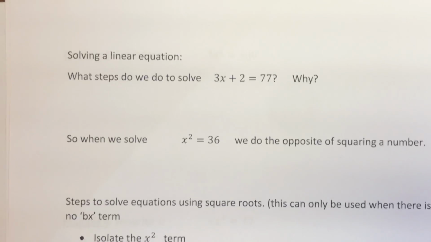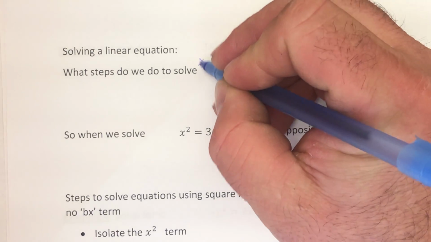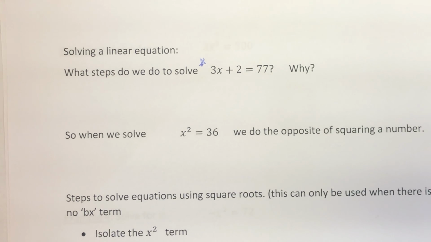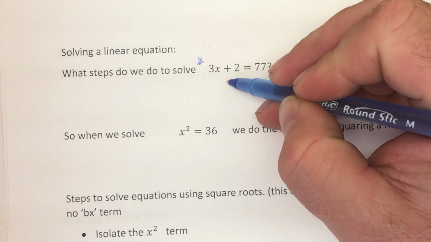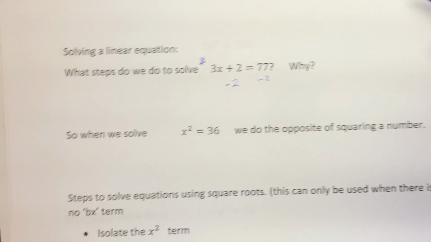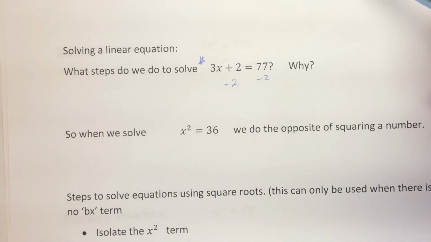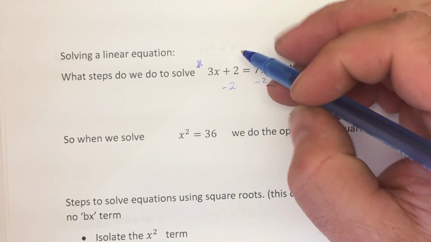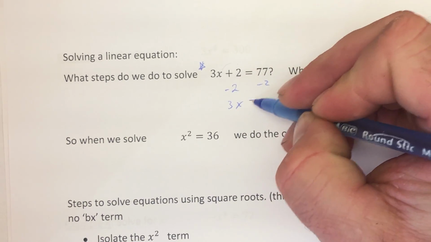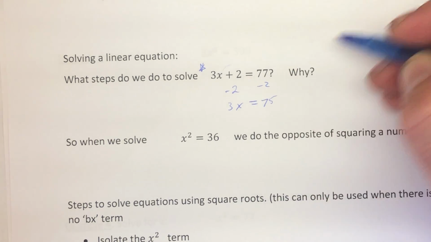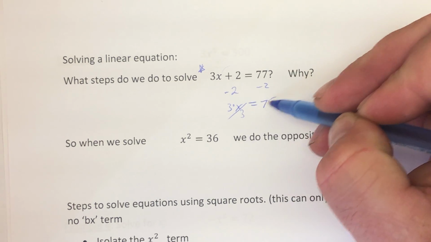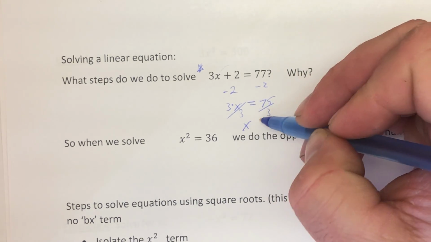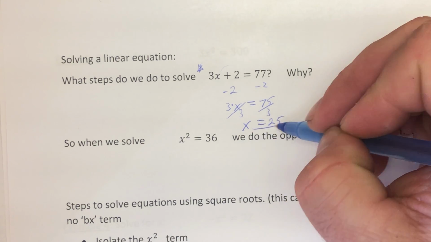I want to review real quick solving linear equations, and I'm actually going to use almost this exact same problem a little bit later. So when I go to solve something like this, what steps do I take? Well, the first thing I want to do is subtract 2. The reason I subtract 2 is it's the opposite of adding. So to get rid of addition, I subtract. Now I get 3x equals 75. Next, this is 3 times x. To undo times, I do division, the opposite. So I then get x equals 25.